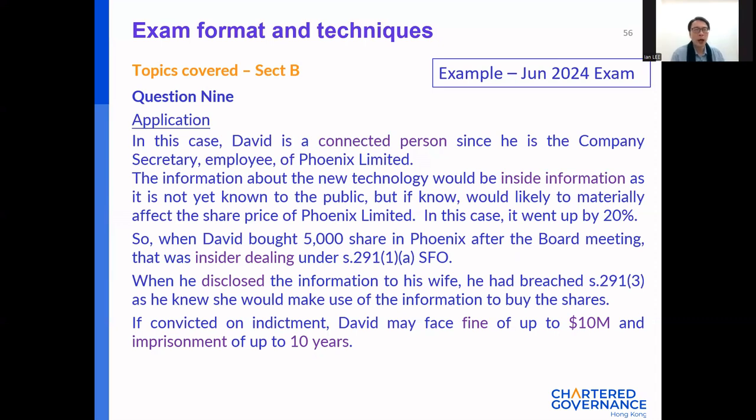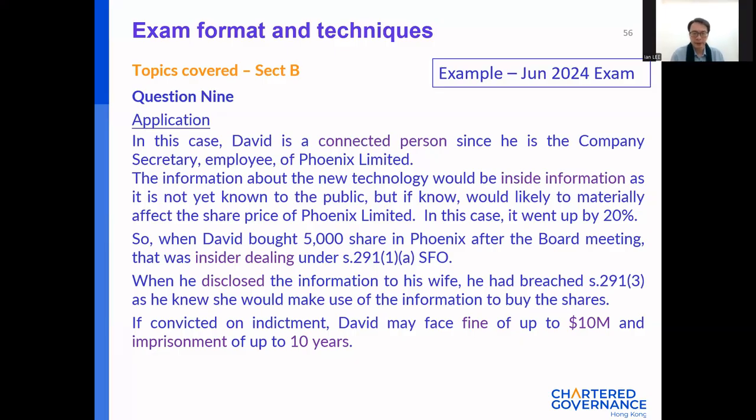Okay, but the requirement of the section is likely to materially affect the price of the shares. In other words, if there's a good chance it would affect the price of the shares, that would already be enough to satisfy the definition of inside information. So apply all that to the relevant section, 291(1)(a). When David bought 5,000 shares in Phoenix after the board meeting, since he's a connected person and he possessed inside information, that was insider dealing under that section.